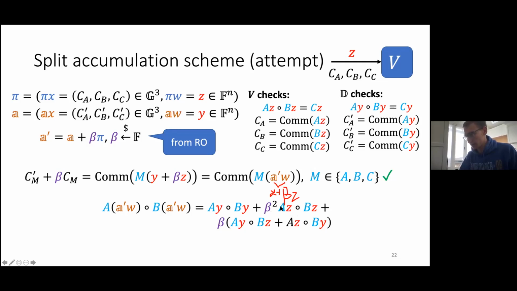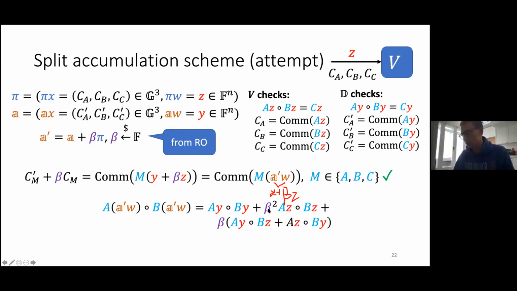Actually, the first two terms are the ones that we really care about, right? AY circ BY, which is exactly the same check that we had done for the proof by the NARK verifier. And then we have beta squared times AZ circ BZ. And then we have two cross terms here, right? Yeah? Was there a question?